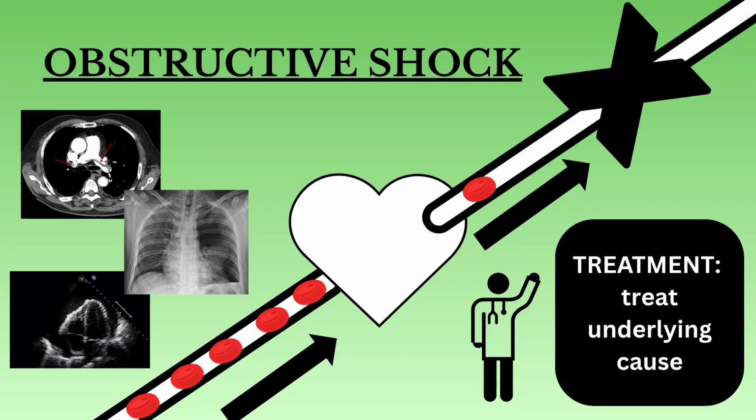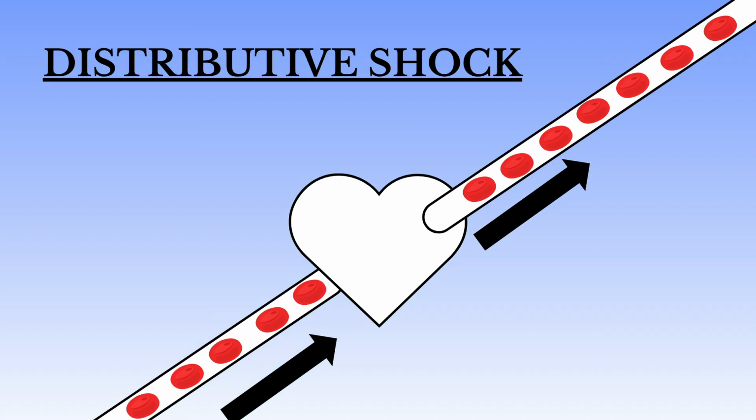Treatment involves addressing the underlying cause, so thrombolysis for a pulmonary embolism, chest tube for a pneumothorax, or pericardiocentesis for tamponade. We're almost done, just got to talk about distributive shock.